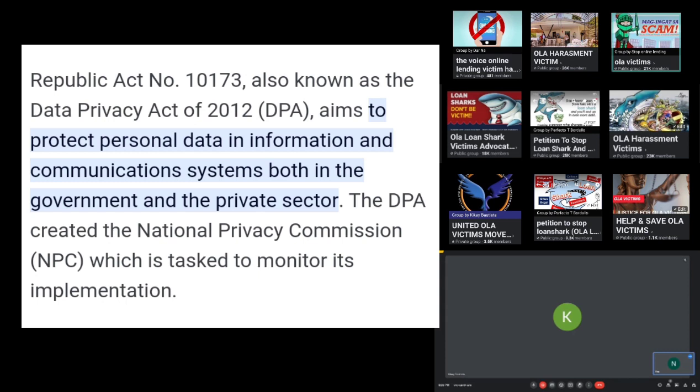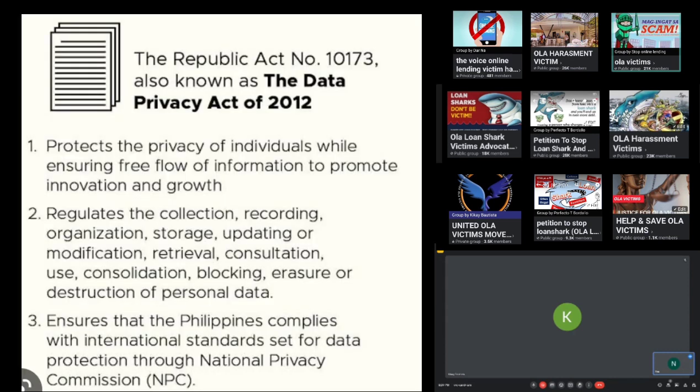Okay, sige. Tapos, it is a comprehensive and strict privacy legislation to protect the human right of privacy of communication, while ensuring free flow of information to promote innovation and growth. So, can be seen in Section 2. Okay, so hindi naman po kasi pwede na we will keep our privacy, no? Kasi importante siya with growth and innovation.